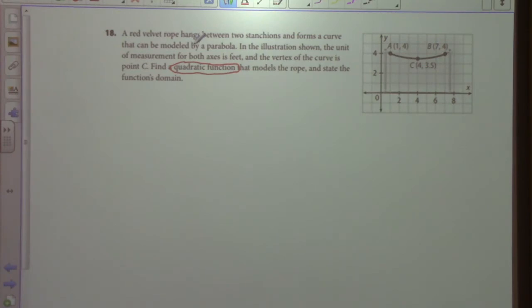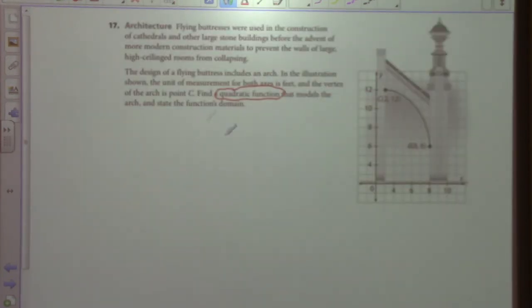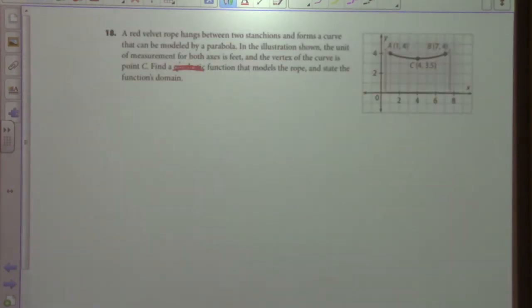But since they told you parabola, they wouldn't have even had to mention this anymore, right? You could have just said find a function. We wouldn't have even needed to know this here because we said parabola, it already means it's a quadratic function, right? And what is the vertex form of a quadratic function that we talked about? I wrote it down here, right? It's the same. That's the same.